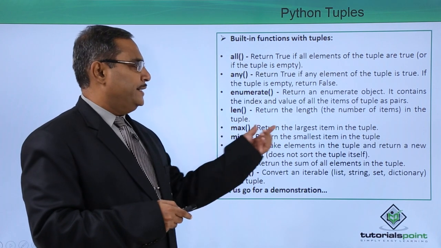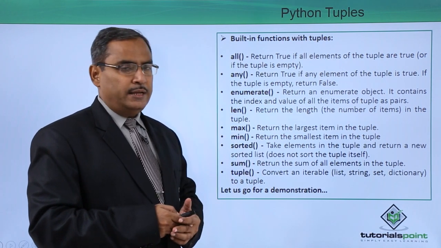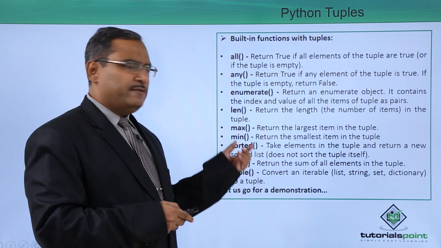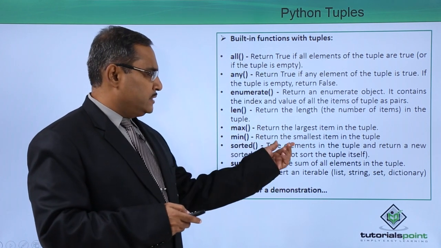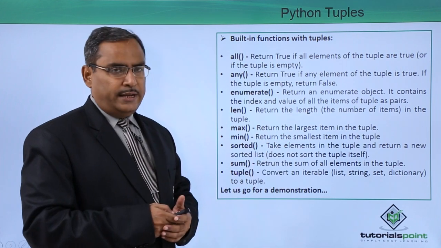Next one is max: return the largest item in the tuple. Next one is min. From the function name itself we get the purpose. What is the purpose of that function? Return the smallest item in the tuple.